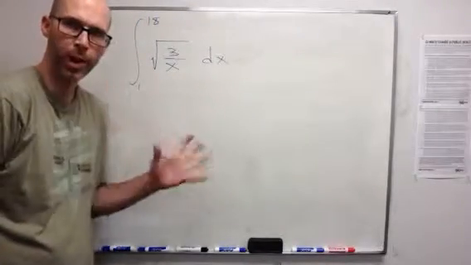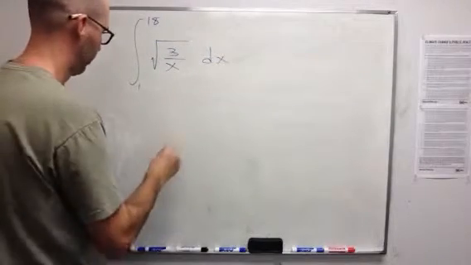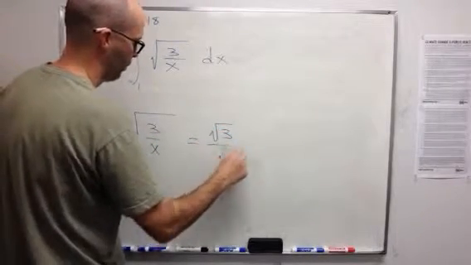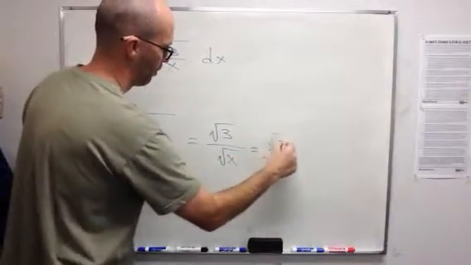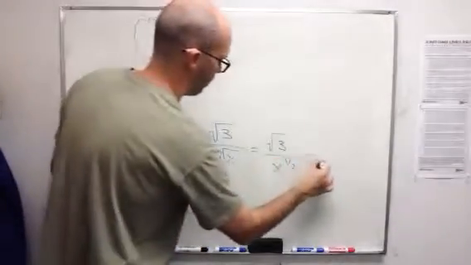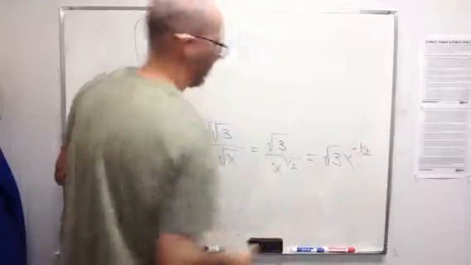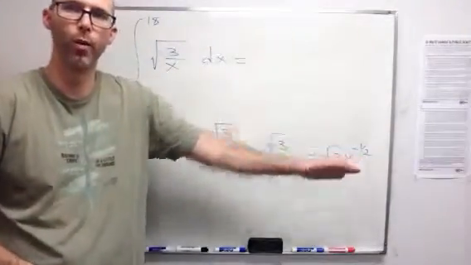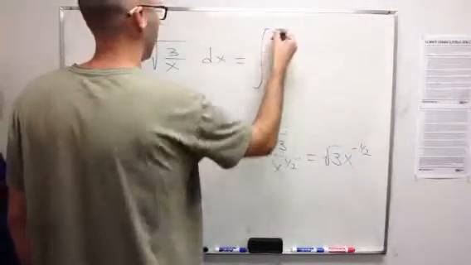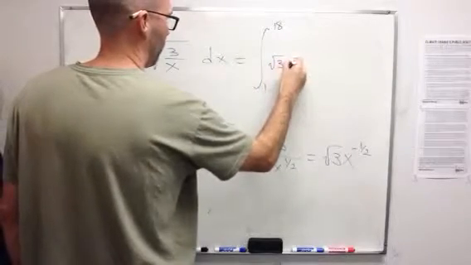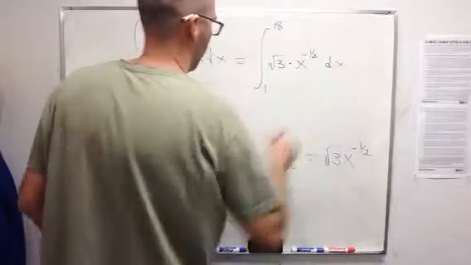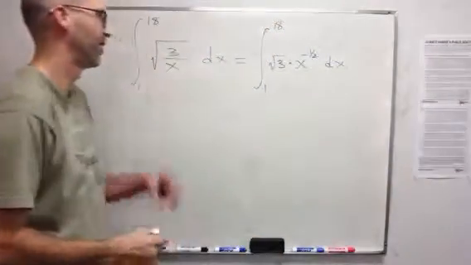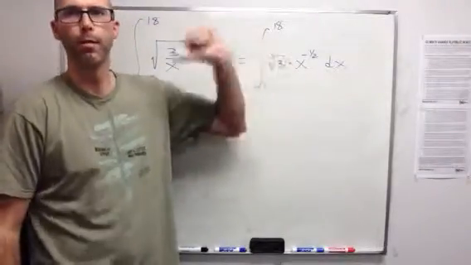Again, we're going to try to rewrite this thing as x to a power. So there we go. All right. Now that we have it as x to a power, we can use the power rule. I really don't like dealing with that square root of 3. Pop them out to the front.